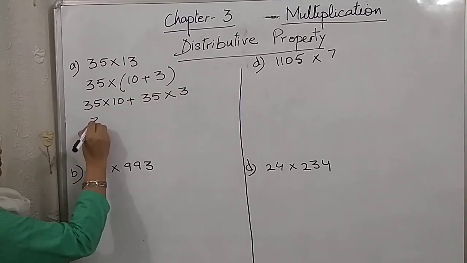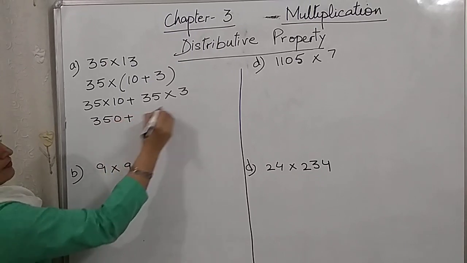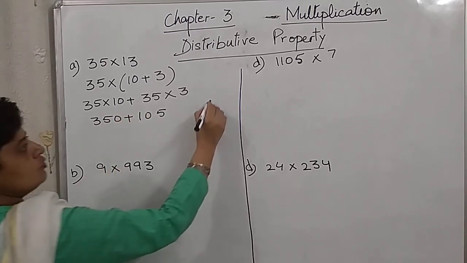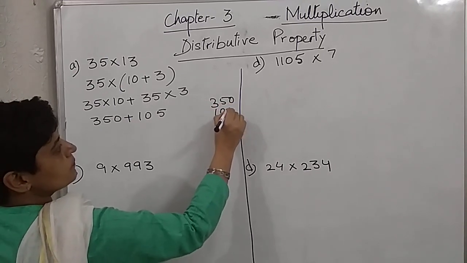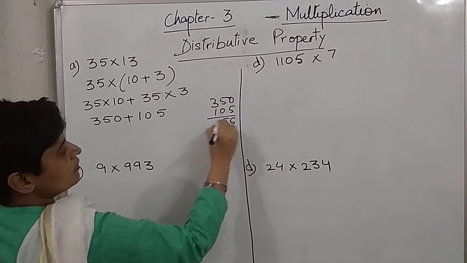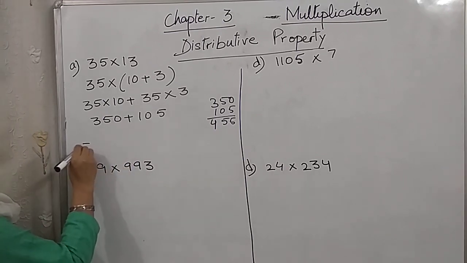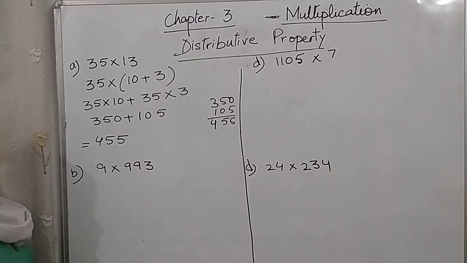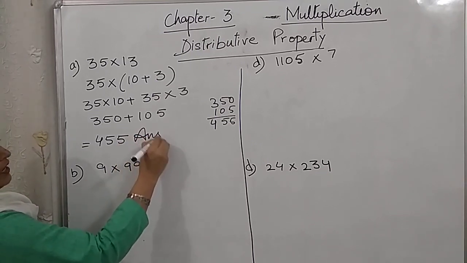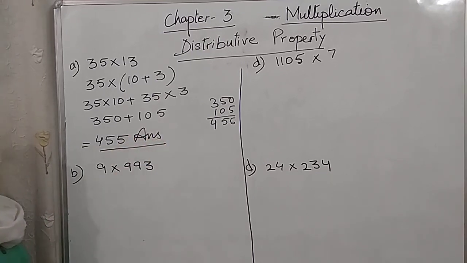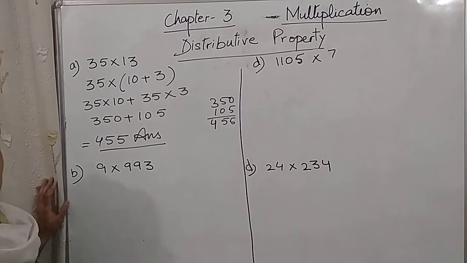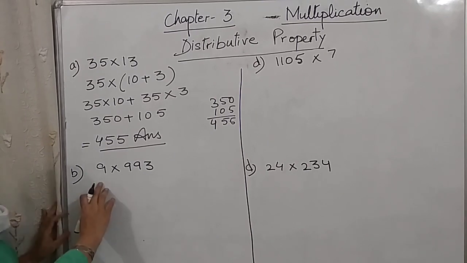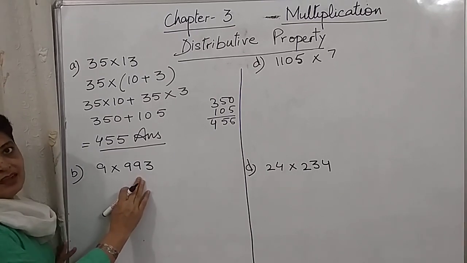So this becomes 350 plus 105. So when we add it, it becomes 455. This is the answer. You can actually multiply and see whether we are getting the same answer or not. Now, next question. 9 into 993.